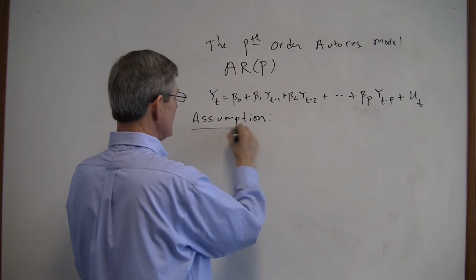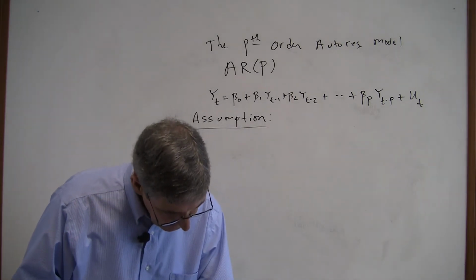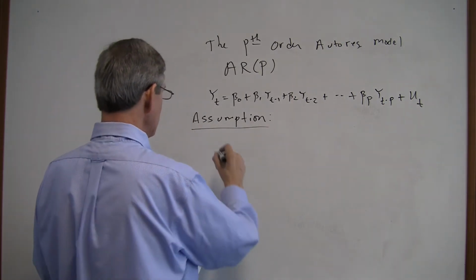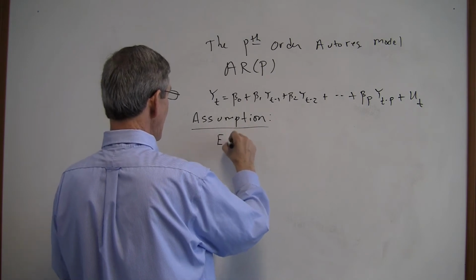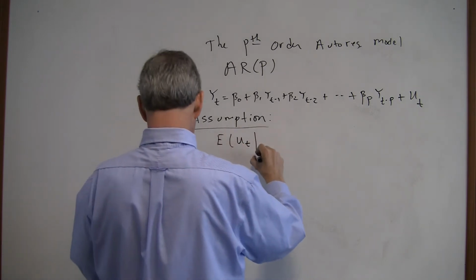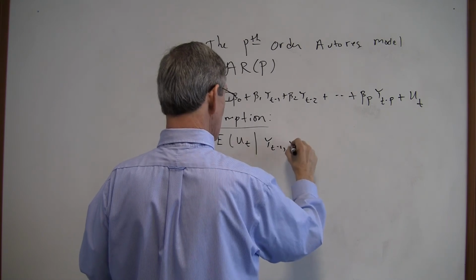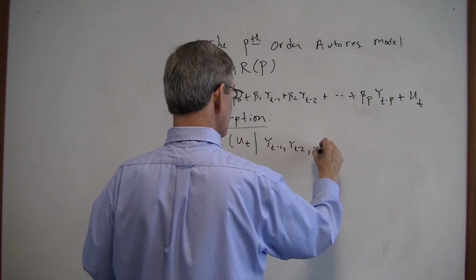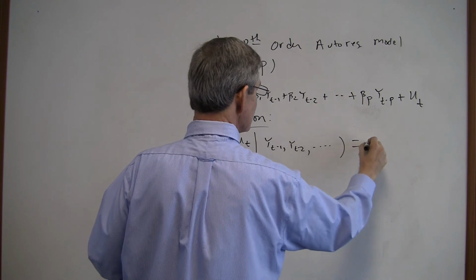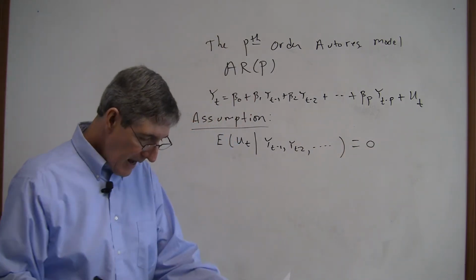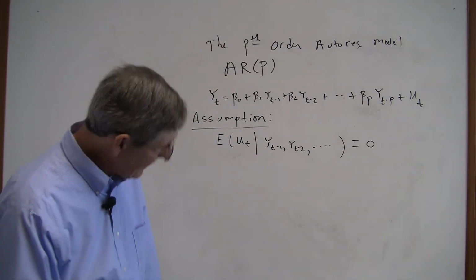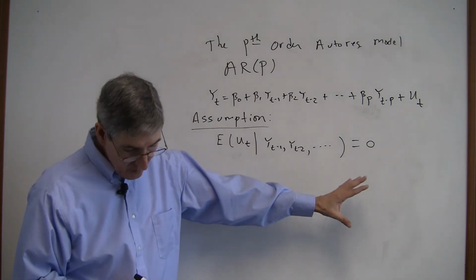We'll look at more general assumptions later. This is just one, but you need, as usual, the expected value of ut given all past y's, yt minus 1, yt minus 2, and so on, to be 0. So the error has to be uncorrelated with all of the past y's.